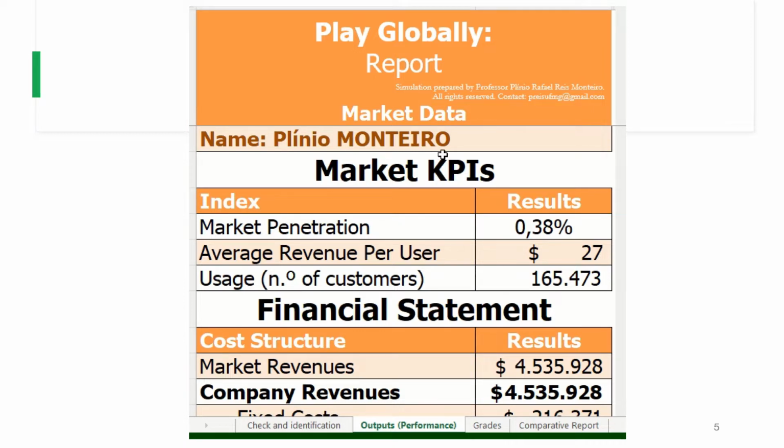So your market KPIs are basically the actual results that you achieved in the simulation. It's different from your forecast because now we're talking about what really happened in your simulation. So in my case, I achieved 0.38% of the market. The actual average revenue per user was $27, and I reached 165,000 customers in the target market.